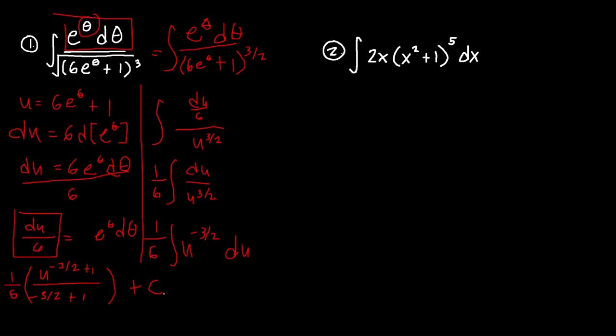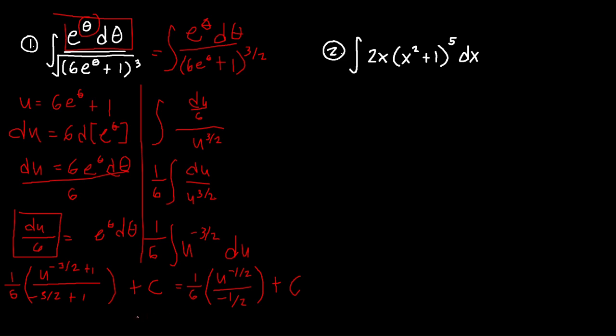And that is going to be negative 1/2. So this is going to be 1/6 u^(-1/2) over negative 1/2 plus c. And you can multiply the denominator here, the bottom. So 1/6 times 1 over negative 1/2, that is equal to negative 1/3.